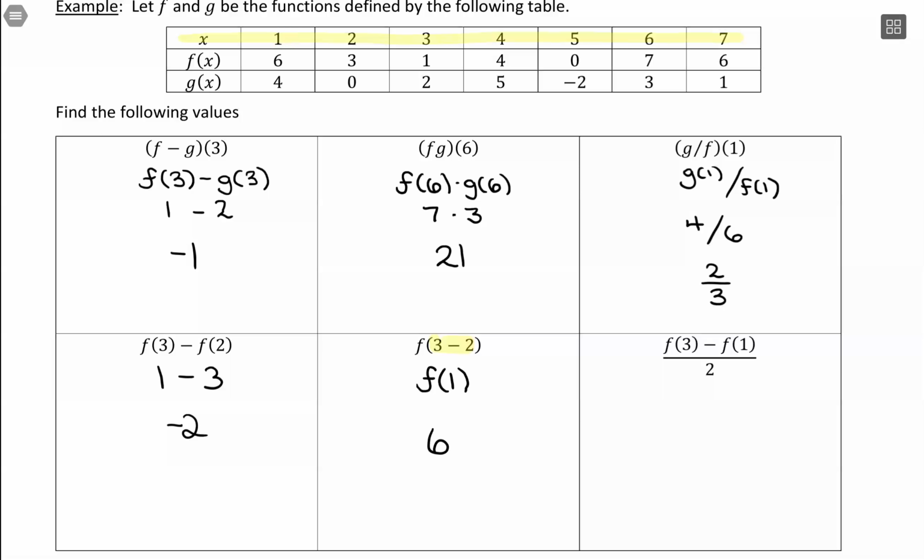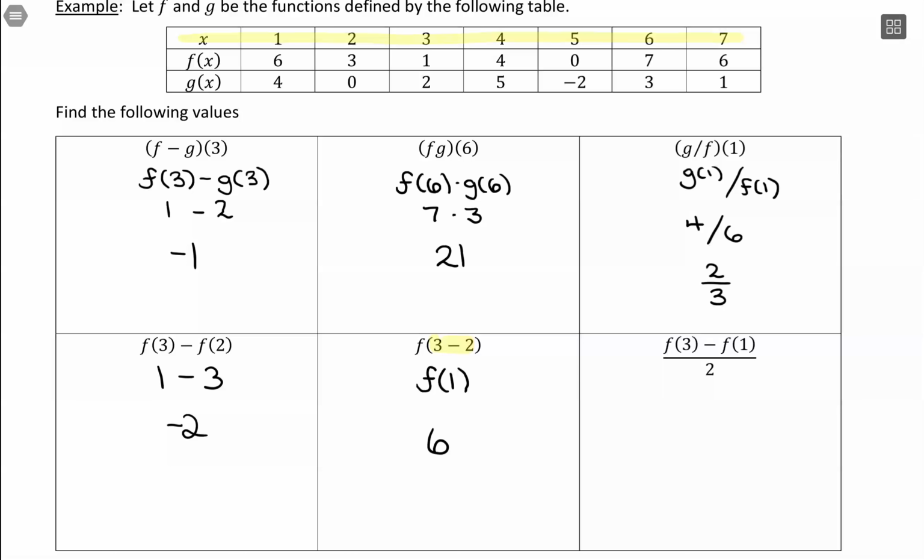So you can see we get a different answer from this separated form. So there's this difference between: is the subtraction happening with the outputs, or is the subtraction happening with the inputs? If it's with the inputs, then you just simplify it down first. If it's with the outputs, then you use your table output values.